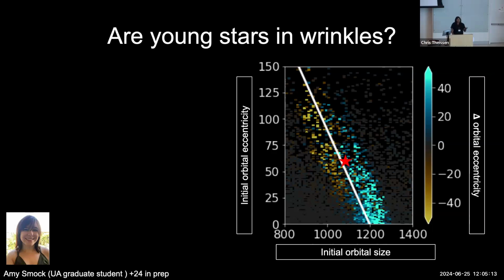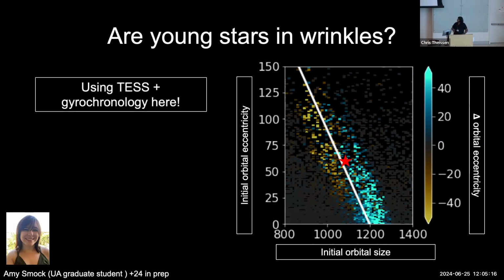And so we can test this hypothesis using observations, and we do so using TESS and gyrochronology. TESS is kind of the natural photometric complement to Gaia. Gyrochronology makes sense given we can measure rotation periods with TESS. There's certainly a number of caveats with gyrochronology, as we may all know, but a lot of those caveats work to our advantage here because we're really interested in the young stars that are present in these wrinkles.